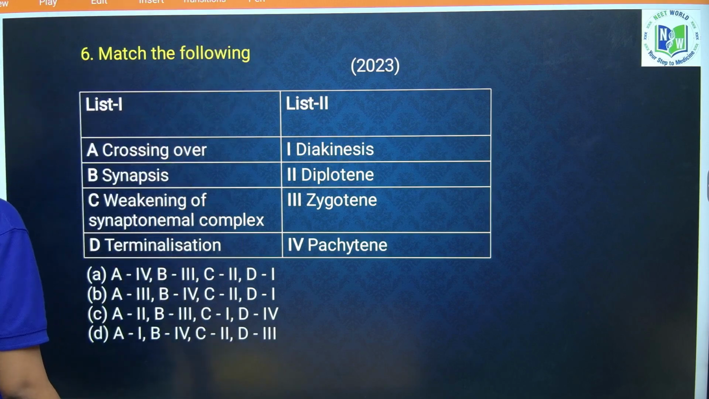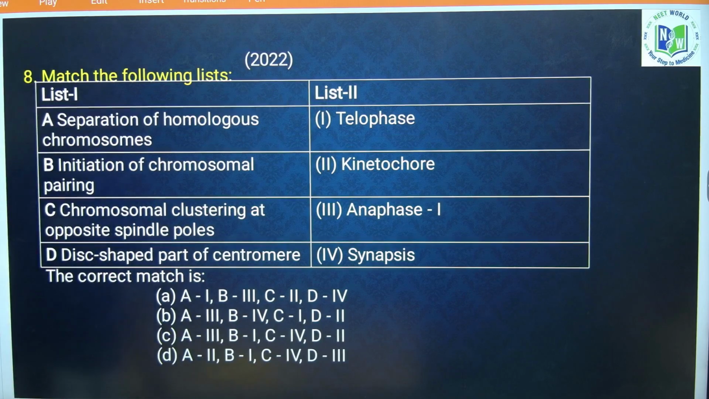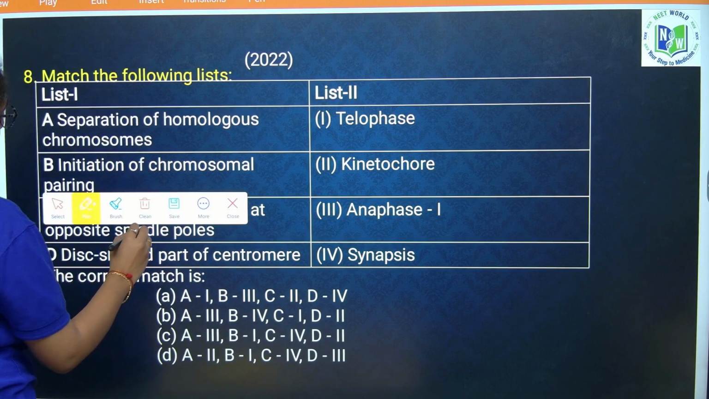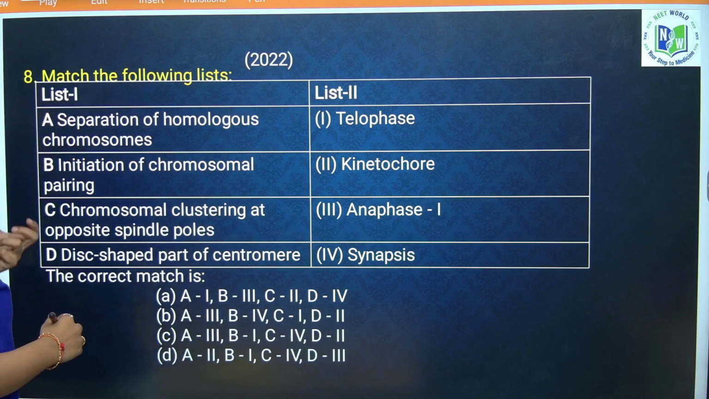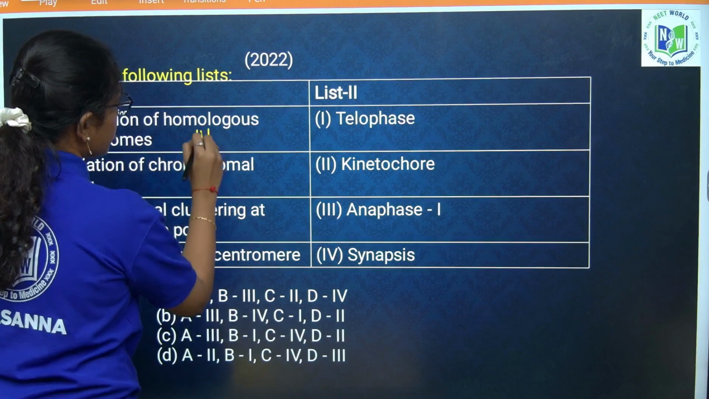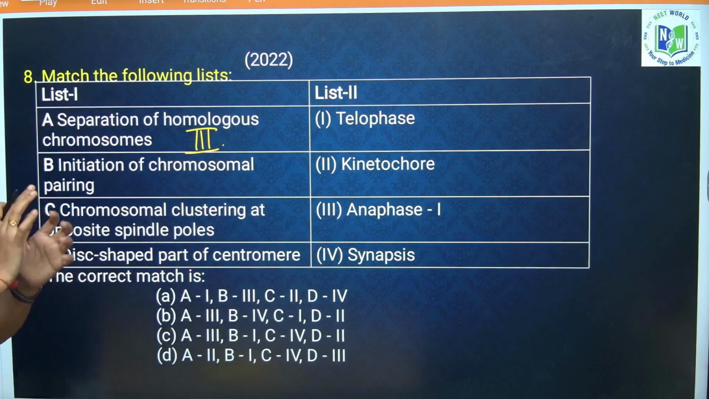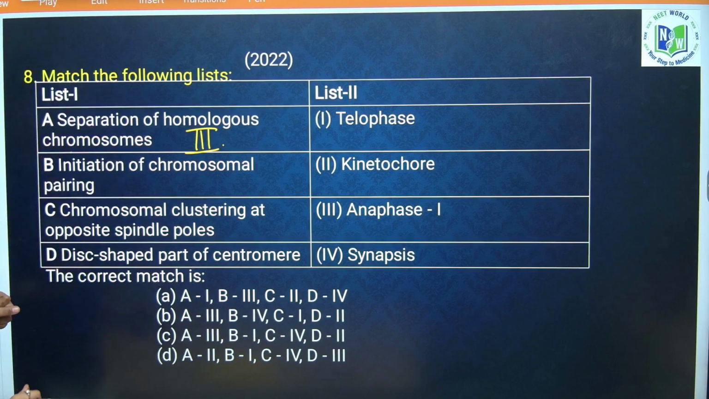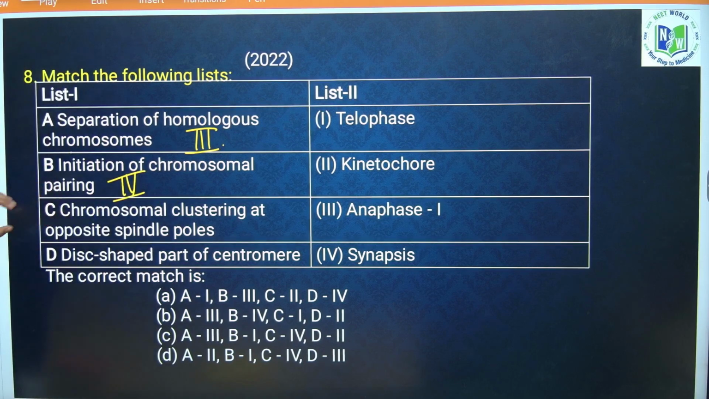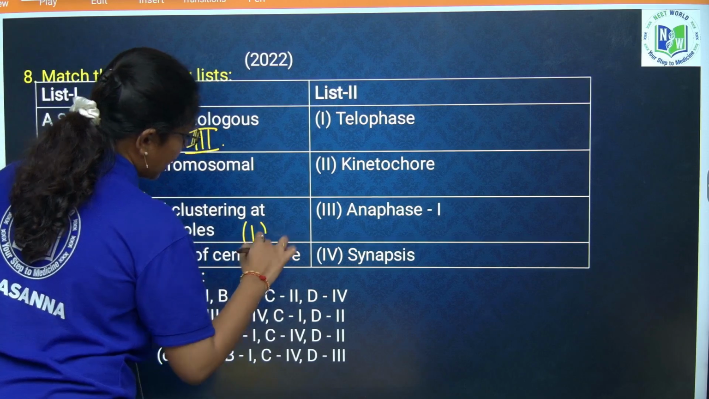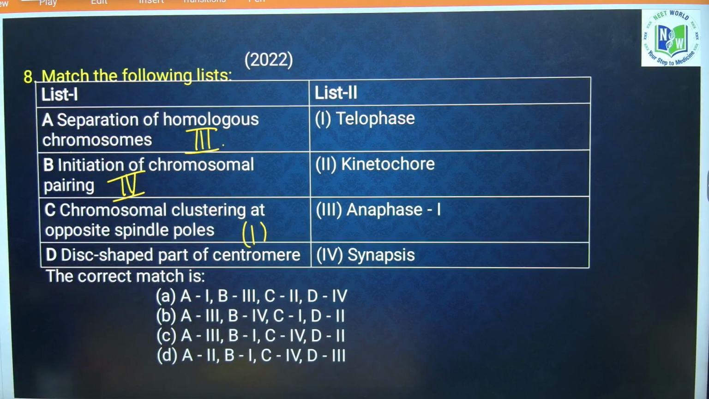Next question. Again match the following type, appeared in 2022 from this chapter. If you look into it keenly, separation of homologous chromosomes happens during anaphase 1, wherein sister chromatids remain the same. Initiation of chromosomal pairing is called what, ma? Synapsis. Chromosomal clustering at opposite spindle poles happens during telophase, the last phase of karyokinesis.